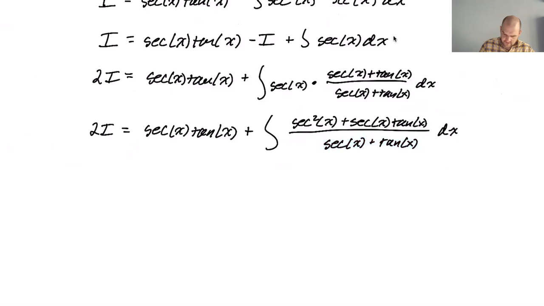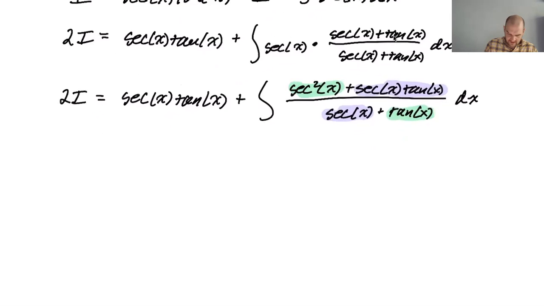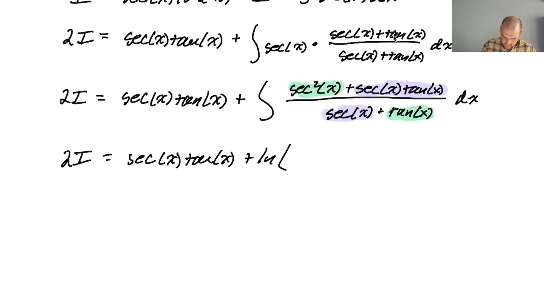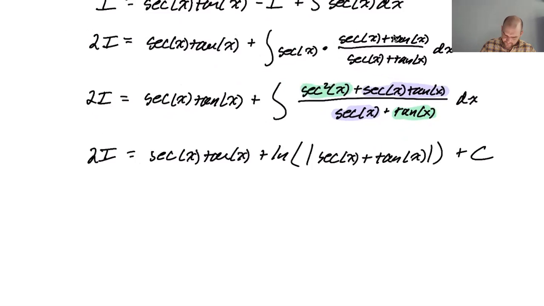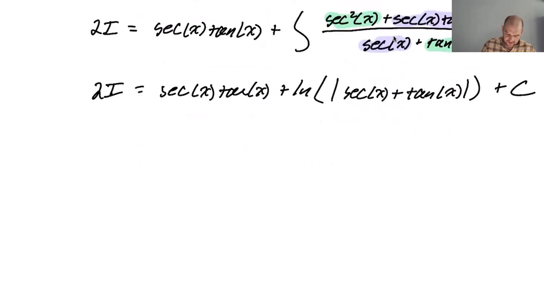So let's do two different colors. The derivative of secant is secant tan, and then the derivative of tangent is secant squared. So this is perfect. It's 2I, secant tan, and then this will be the natural log of the absolute value of secant plus tan. So there you go. This is essentially done. So plus C. The final thing we need to do is divide by 2.